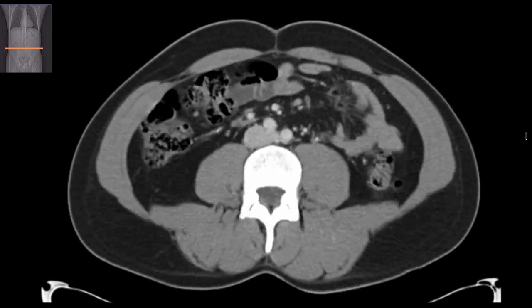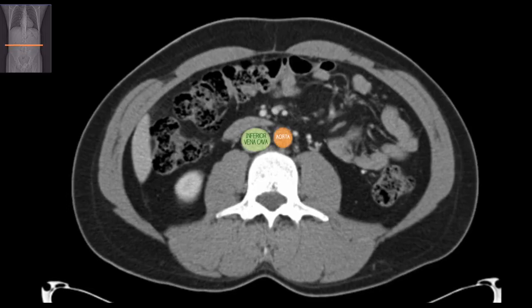Running parallel and just to the right of the aorta is the inferior vena cava, the large vein that returns deoxygenated blood from the lower half of the body back to the heart.